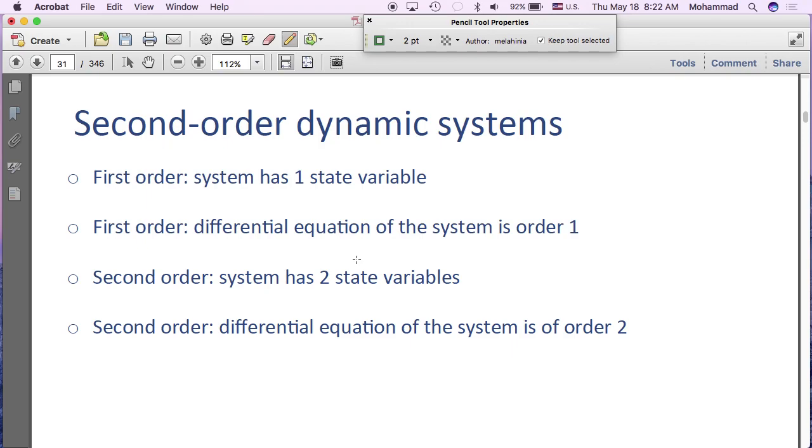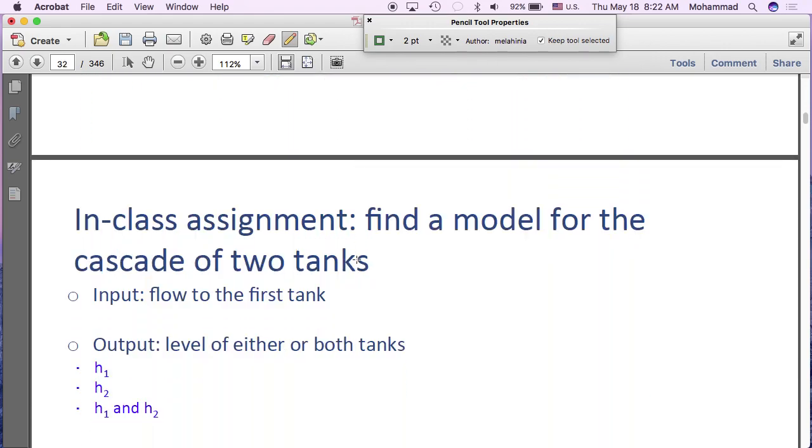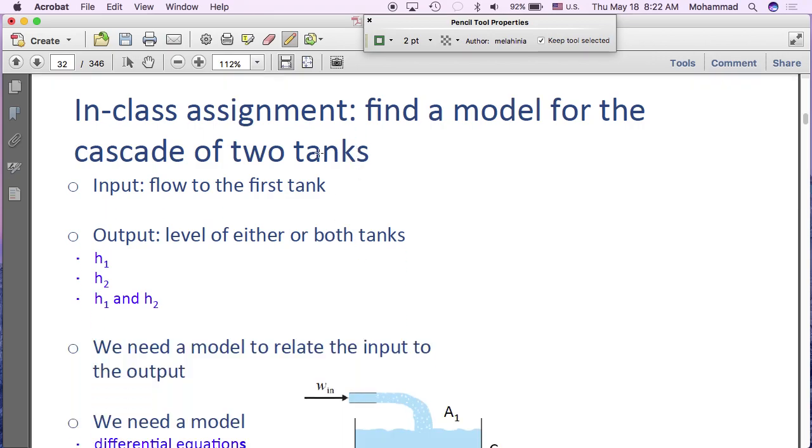So what differentiates or identifies a second order system? What made a system first order? It had one state variable. So if you're dealing with a second order system, how many state variables are there? 2. And in the differential equation that you would get in the first order system, the highest order of time derivative was 1. In a second order system, its differential equation, the highest time derivative would be of order 2. So that's what differentiates a second order system. So let's look at an example.